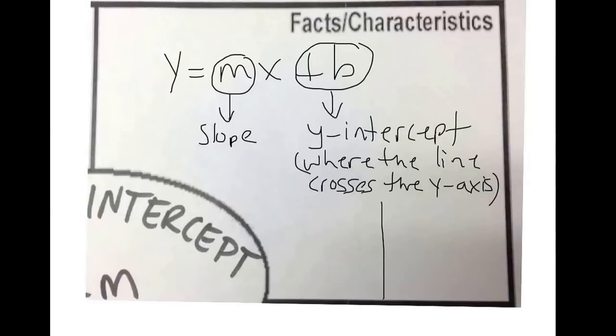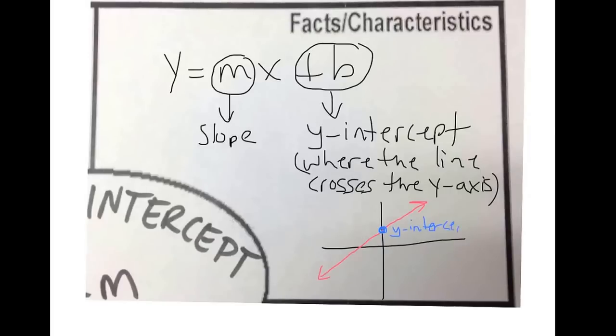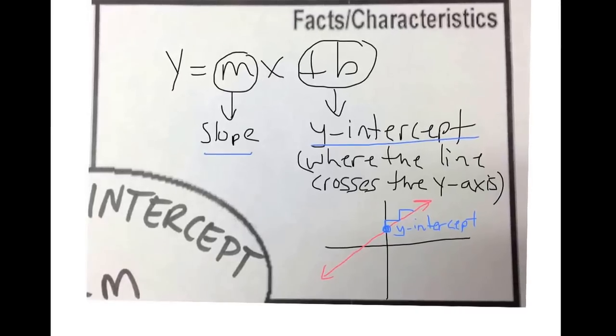This is what the y-intercept looks like. If this red line is our line, then this is the y-intercept. Okay. We'll use this later on in the year to graph. When we graph, we start out, we plot the y-intercept, and then we count out the slope, up, over, up, over. And so we'll get to that a little bit later on in the year.